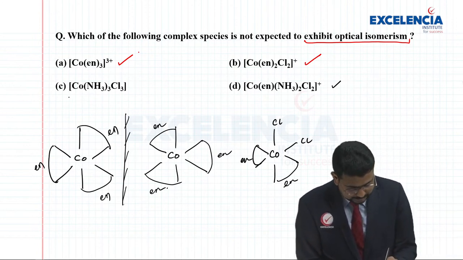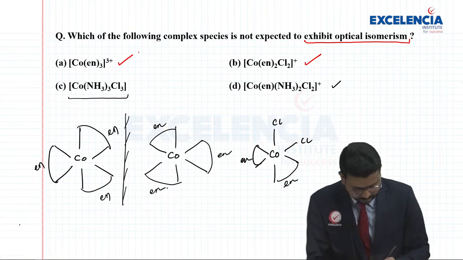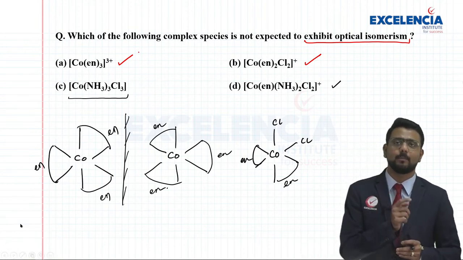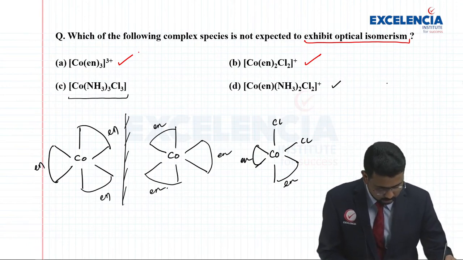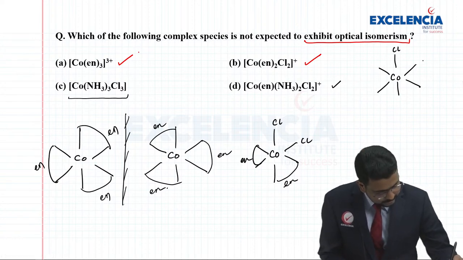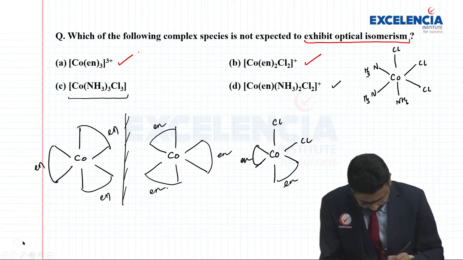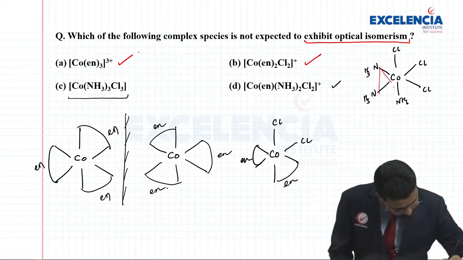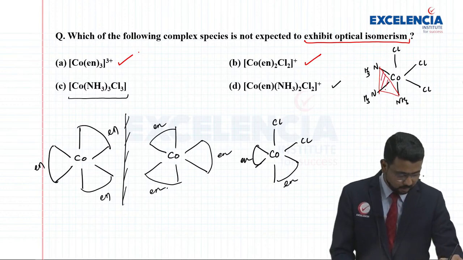However, if you look at option C, it will not be able to show optical isomerism. The reason for that is it is actually going to have fac or mer isomerism. Facial and meridional, right? So I'll just draw one of the structures here. If you consider Co, 1, 2, 3, 4, 5, and 6, of course. Let's suppose I'm drawing Cl, Cl, Cl, and here you have NH3, NH3, and of course NH3. You will realize that NH3 is present at the vertices of the octahedral complex, and hence they are present along one single face.